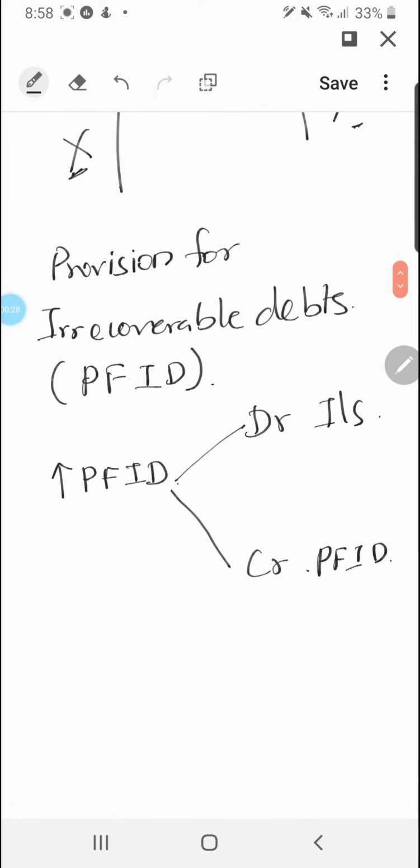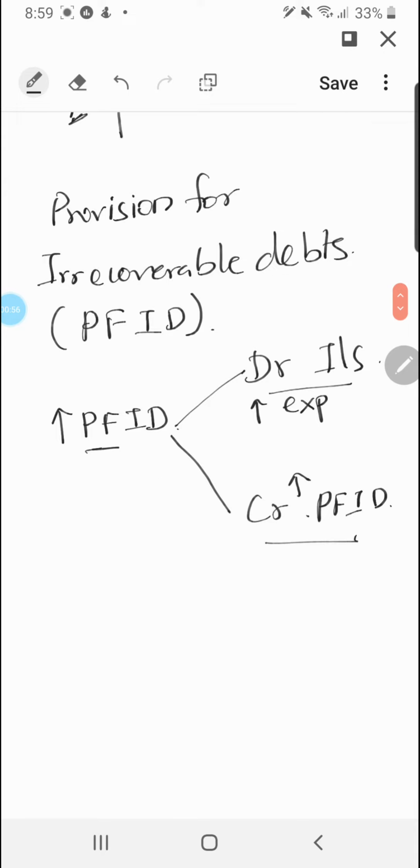Now, let's look into provision for irrecoverable debts, short form PFID. When there is an increase in provision for irrecoverable debts, debit income statement and credit provision for irrecoverable debts. In this case, the value of irrecoverable debts would increase, whereas the expenses would also increase in the income statement.